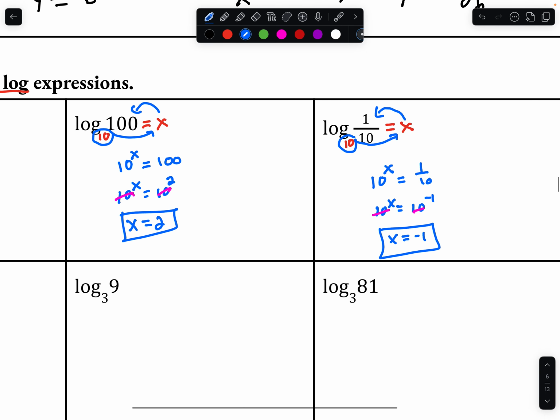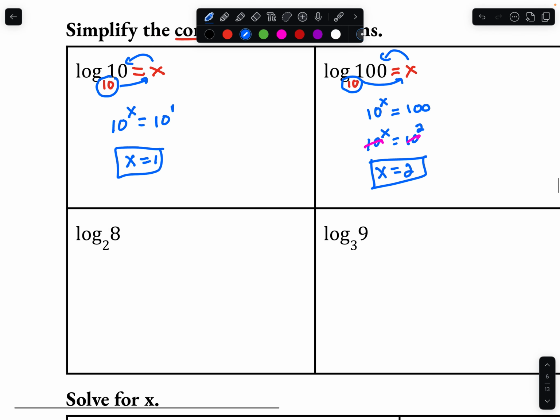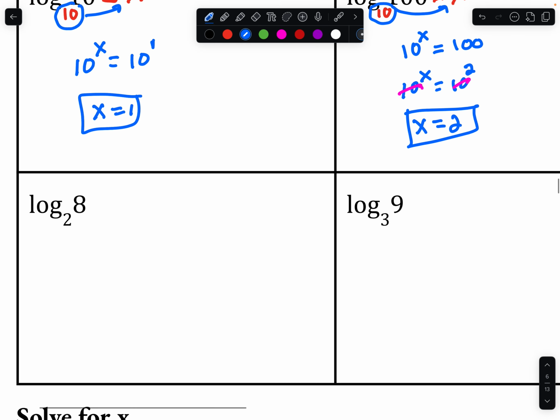Common log means log base 10. All right, now let's look at some different log examples. Log base 2 of 8 is what? So 2 to the what power is 8?